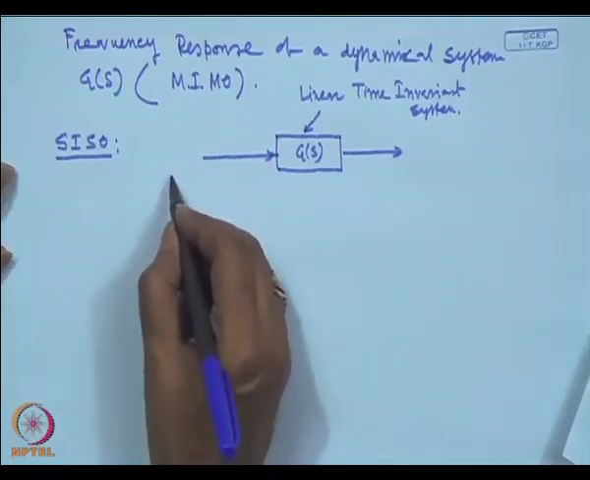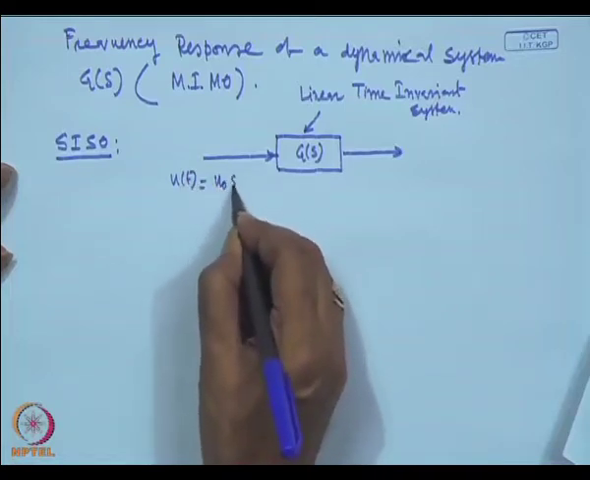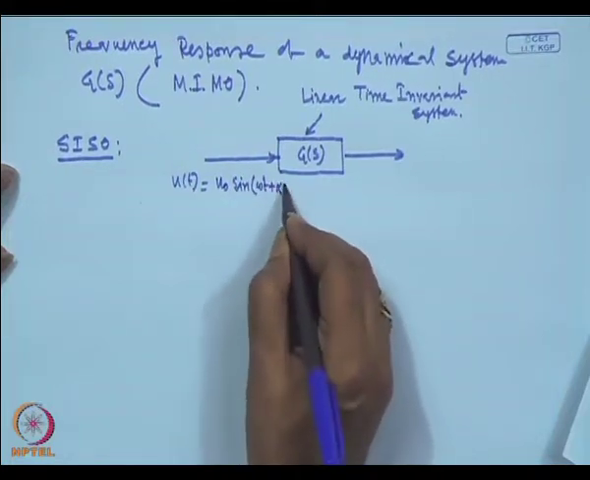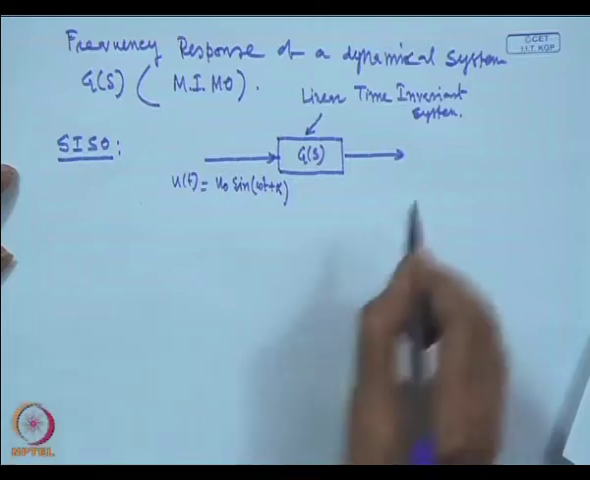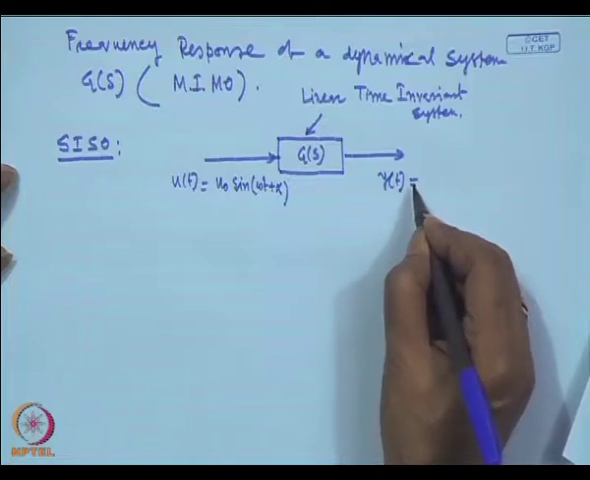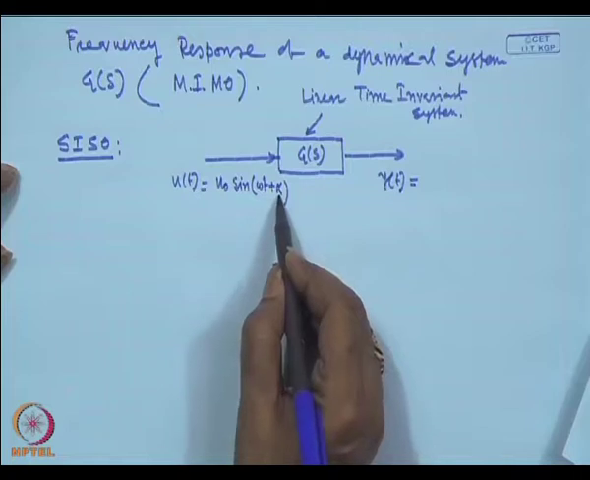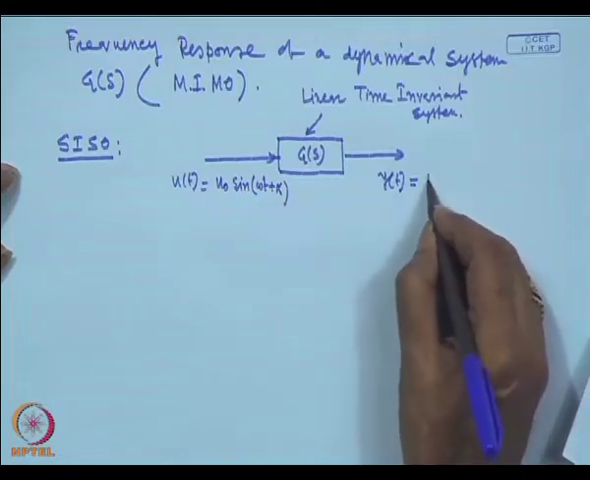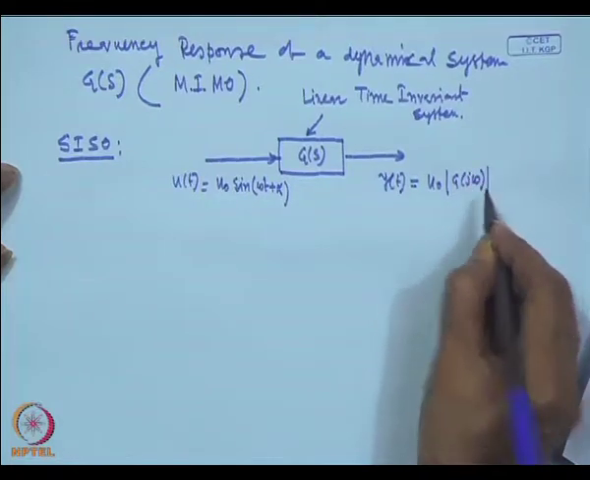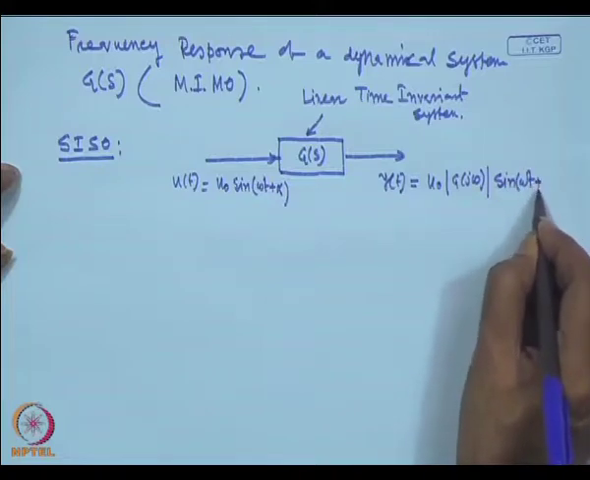So, let us call our input u0 sin(omega t plus alpha). This is the input. Naturally our output response will also be sinusoidal, but the magnitude is different from u0 and the phase angle is different. So, the output will be u0 times the magnitude of G(j omega), times sin(omega t plus beta), same frequency, mind it.